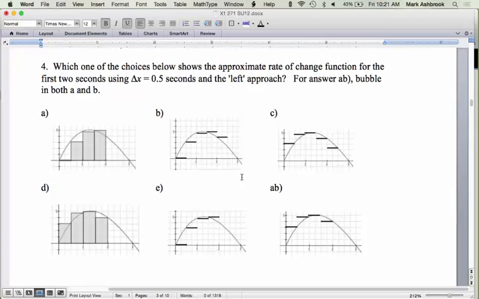And so now what's the difference between B and E? B would be going to 2.5. It shows an extra step there, an extra approximate from 2 to 2.5. But that wouldn't be included in the time from 0 to 2. So the answer here is E, because we only want the first 2 seconds, or 0 to 2 seconds for the interval.